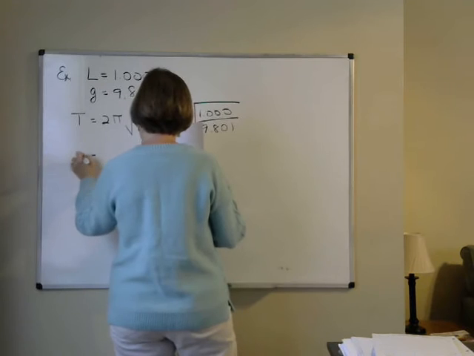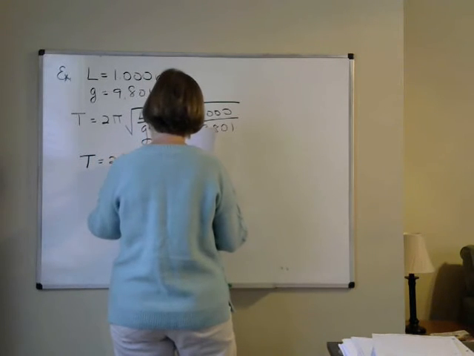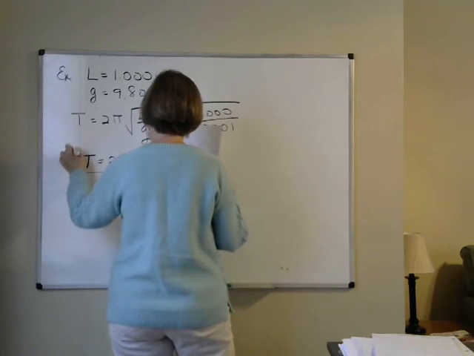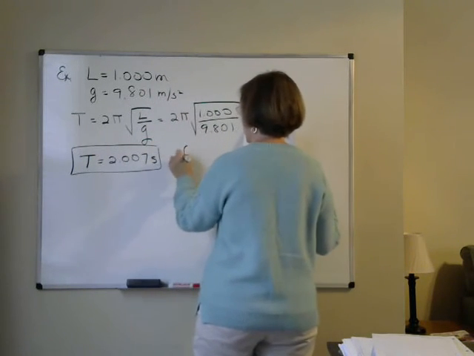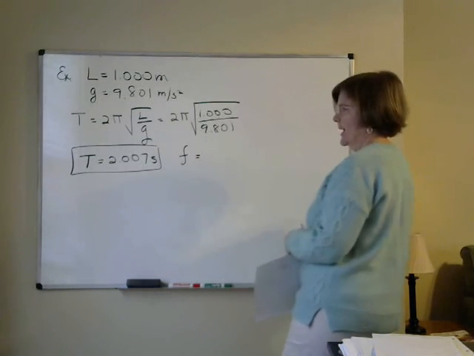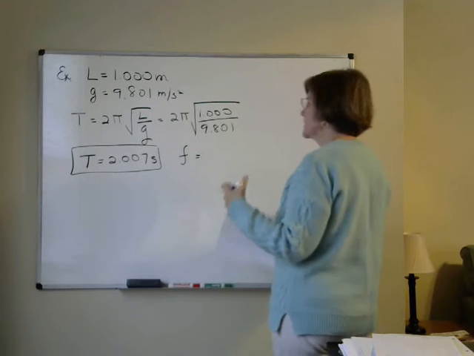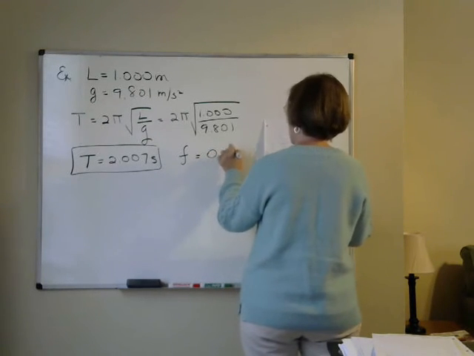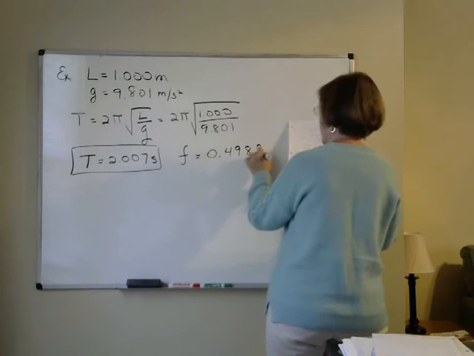And I get a period that is 2.007 seconds. If I want to know the frequency, I take the reciprocal. It's going to be very close to 1/2 because the period is very close to 2 seconds. Comes out to be 0.4983 hertz.